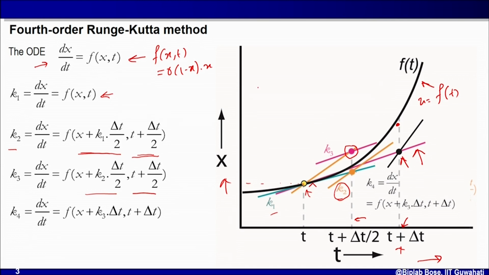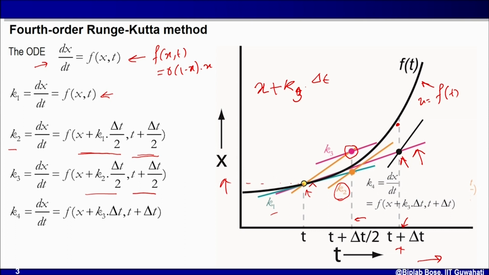The value of x there in that black dot will be x, the original value of x, plus k3 into delta t. So you have taken the slope of k3 and extended it by an increment delta t. So the new value of x at this black point is x plus k3 delta t.